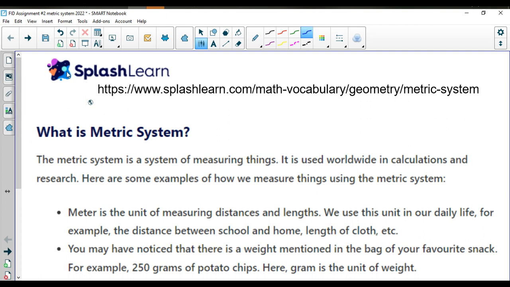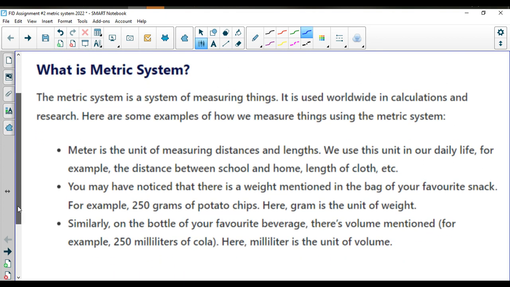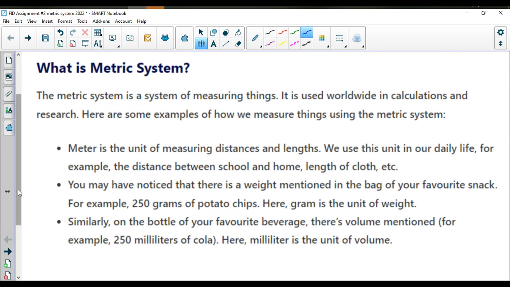Everything that's in this presentation is from the Splash Learn website, and it's a section all about the metric system. So we're using that to help guide our discussion today. So, what is the metric system? The metric system is basically another system of measuring things.